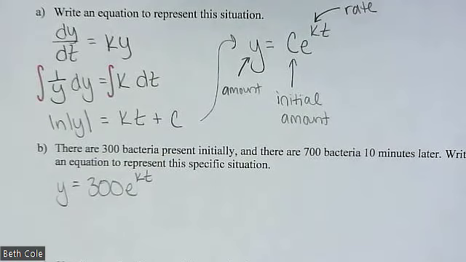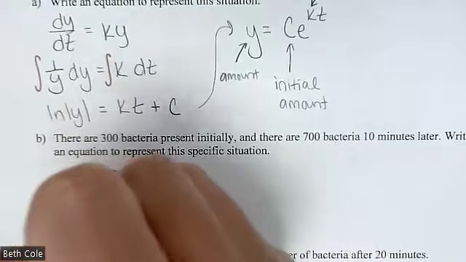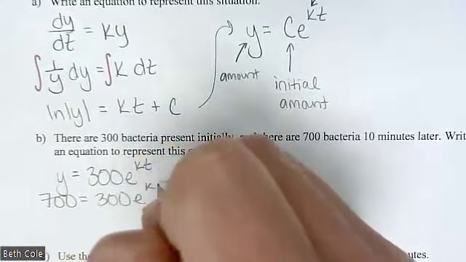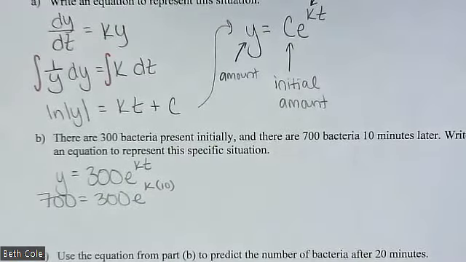And it says there's 700 bacteria 10 minutes later. So where are we going to put the 700 in for? Y is your 700. And then 10 gets plugged in for t, which is time. And now we're going to solve it.